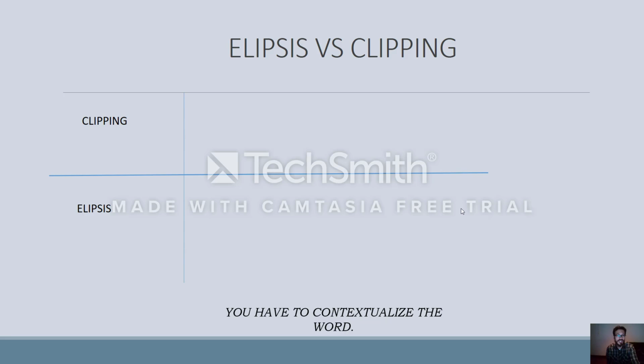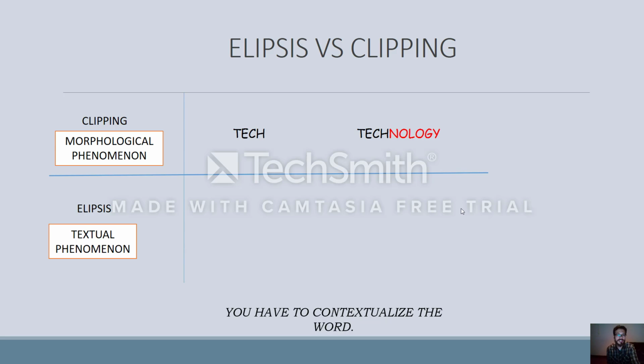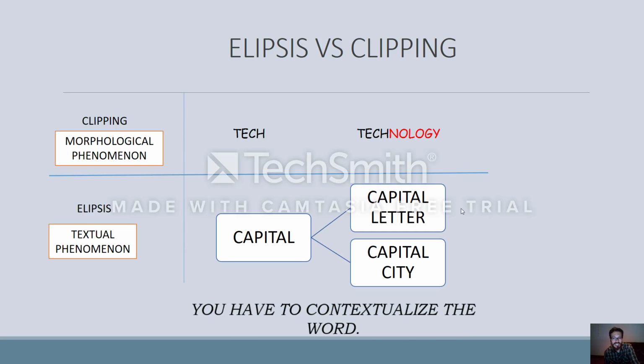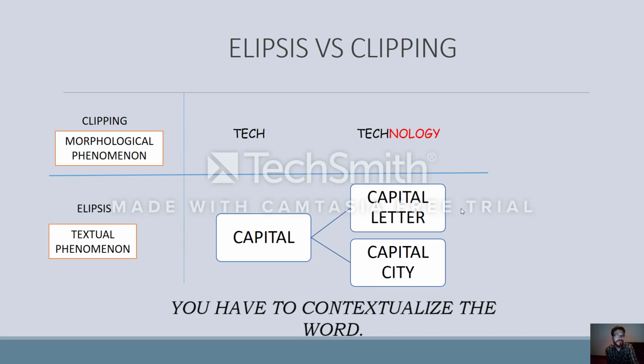Now let's see ellipsis and clipping. We know that clipping is a morphological phenomenon. It means that you just make a small change in the morphological part of the word. For example, the word technology can change to tech. But ellipsis is a textual phenomenon. It means that you have to contextualize the word you get. For example, you use the word capital, but you have to give more information because we don't know if you are talking about a capital letter or a capital city.